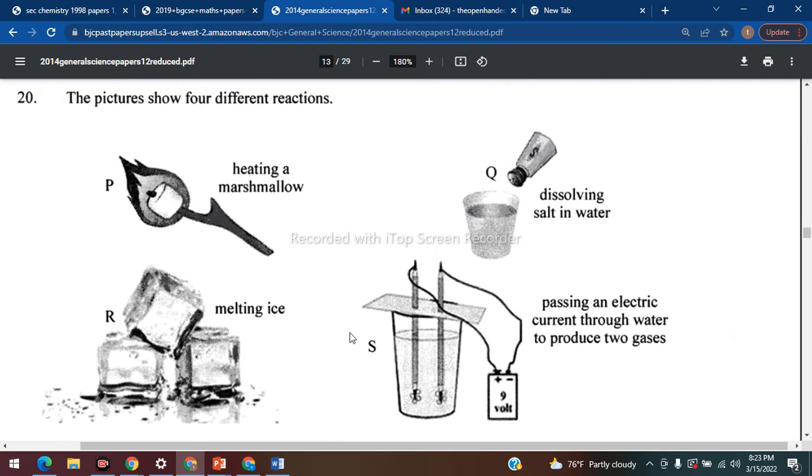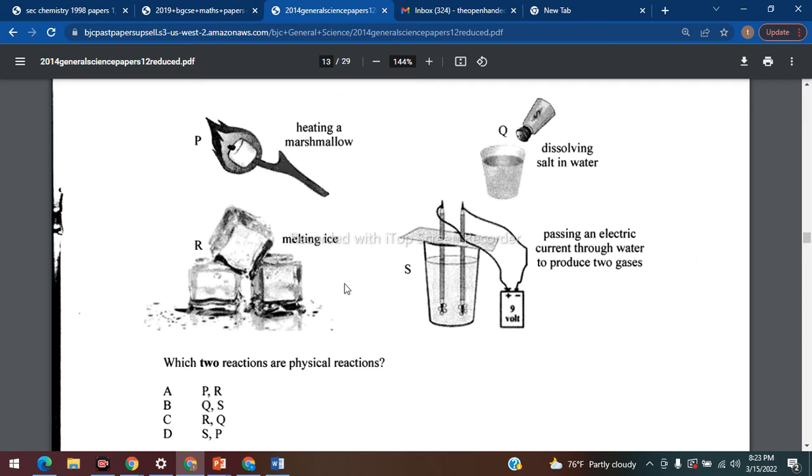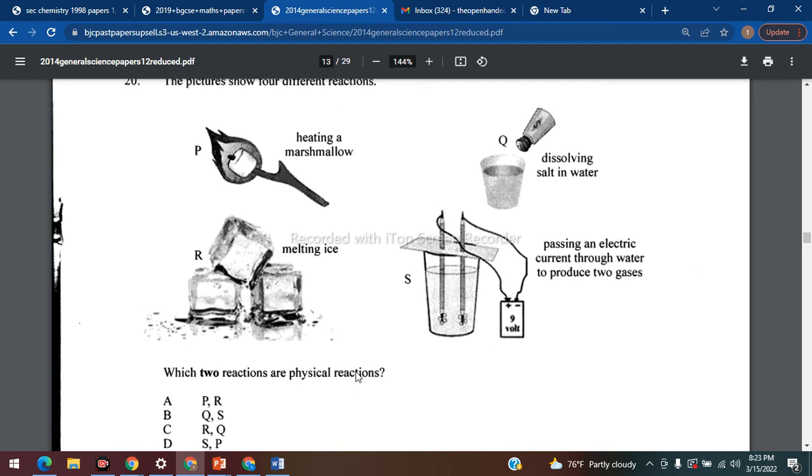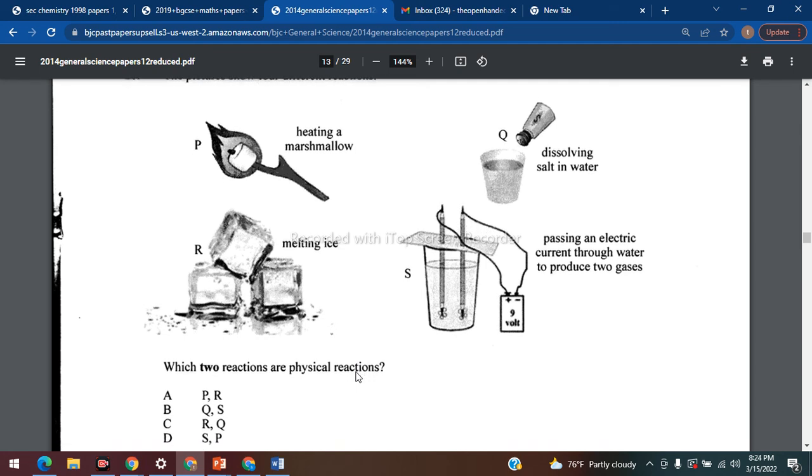Okay, so we have heating a marshmallow, melting ice, dissolving salt in water, and passing an electric current through water to produce 2 gases. P, Q, R, S. So which two reactions are physical reactions? Okay. You say P and R? No, that's not correct. C. Who said C? Kennedy, yourself. Very good, Kennedy. You're right.